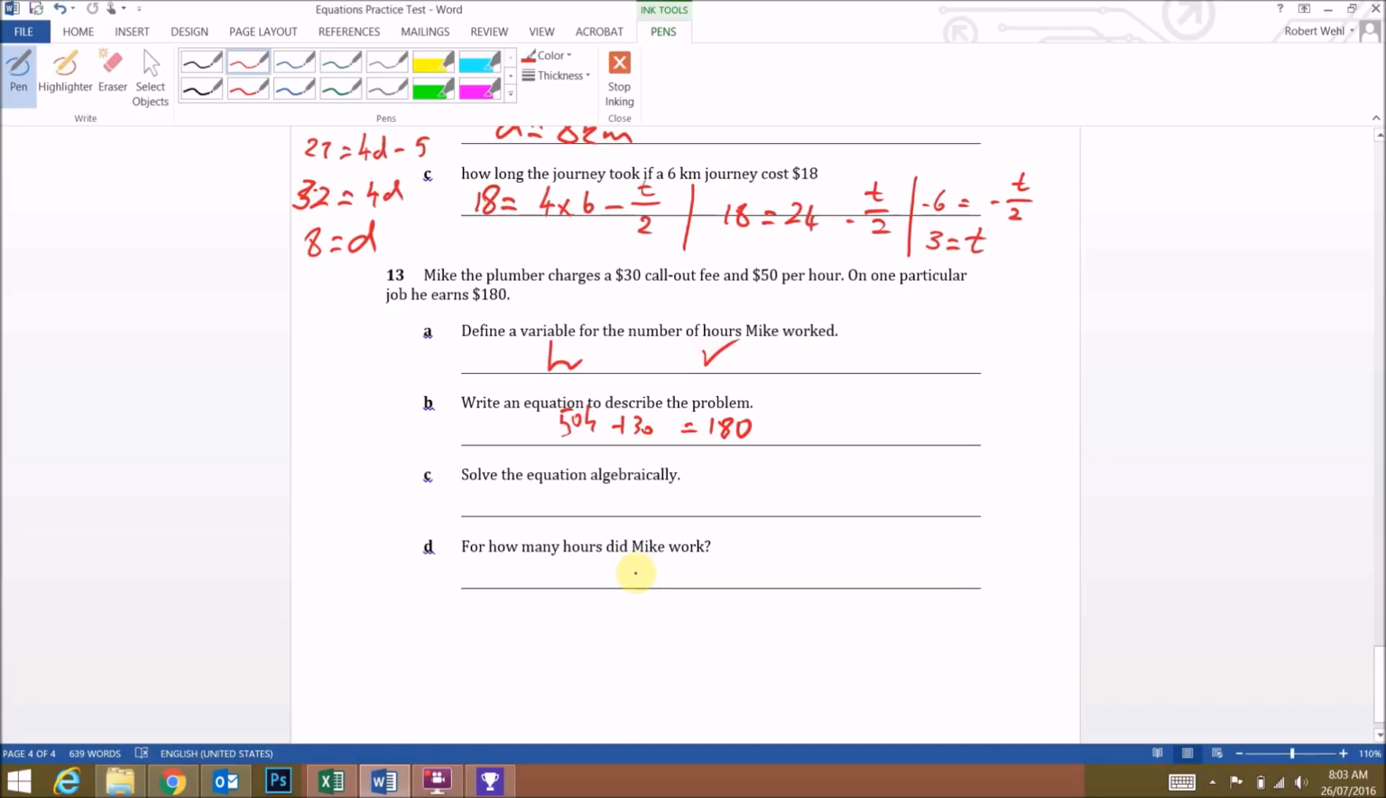Now I can solve the equation algebraically. So I'll take 30 from both sides, and now I will divide both sides by 50, so H equals 3. So for how many hours did Mike work? Mike worked for 3 hours. Okay, done.